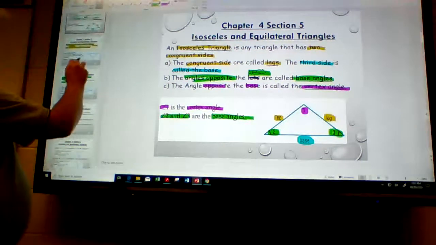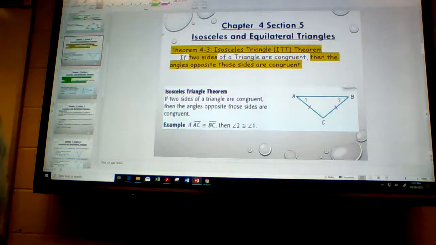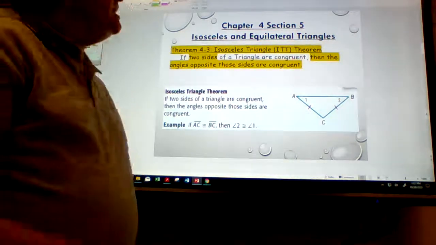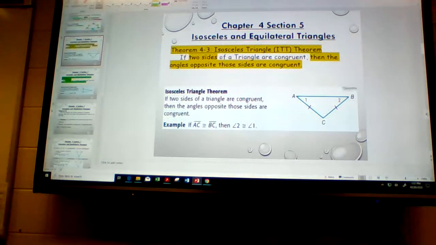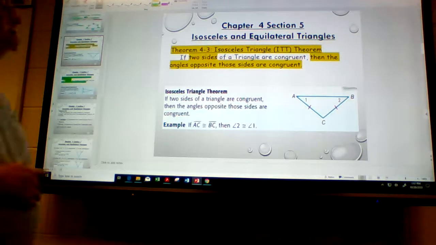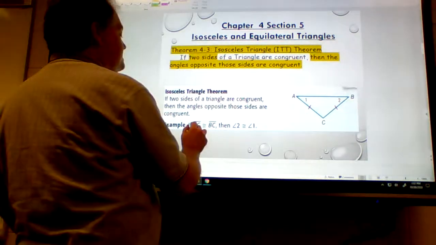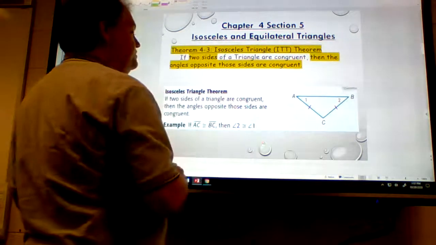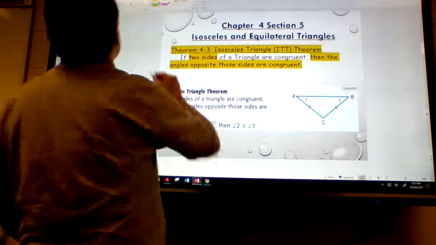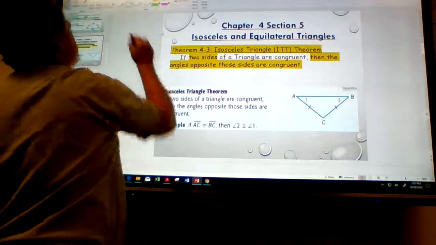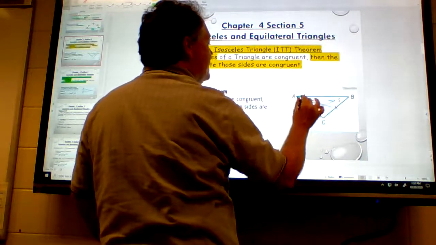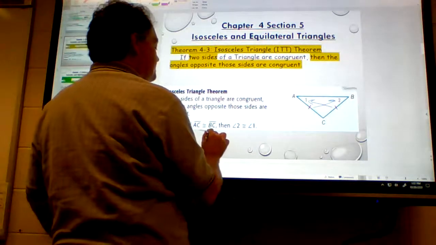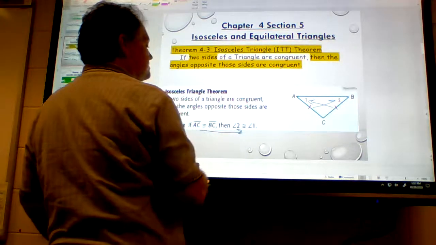All right, now, here's what you need to know. Theorem 4.3, the isosceles triangle theorem, or ITT for short, says if two sides are congruent, then the angles opposite those sides are congruent. So in other words, since AC is congruent to BC, then angle 2 is congruent to angle 1. So I have the sides pointed at the angles, saying that if the sides are congruent, then the angles are going to be congruent.